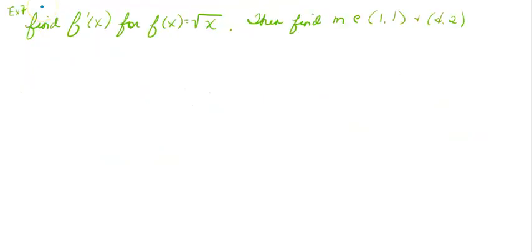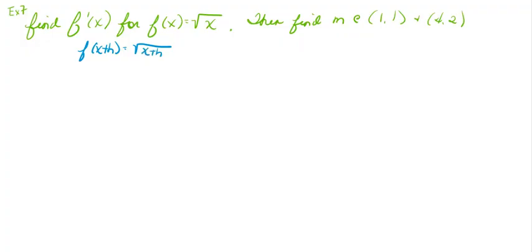Okay, now we're going to do example 7 on page 769. It says find f prime of x, or the derivative of f of x, where f of x equals the square root of x, and then find the slope at the points (1, 1) and (4, 2). So we're going to go ahead and do that. And the first thing I'm going to do is find f of x plus h, which is the same thing as saying the square root of x plus h.